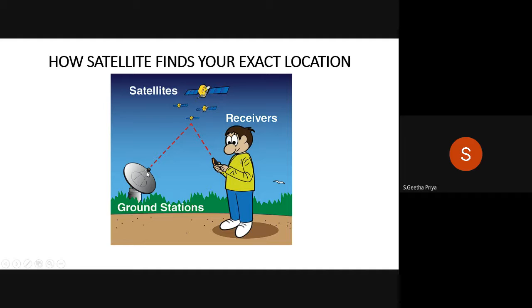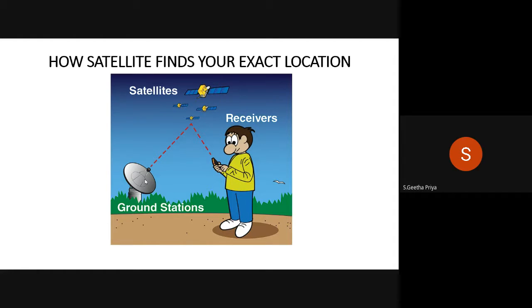We know how radio waves are transmitted and received. So your nearby station will be sending and receiving the signals for your smartphone. This ground station will be provided with the signals from the satellite. It is going to receive the signals from the satellites and emit the signals to your smartphone. So this is how it is going to send and receive the signals.